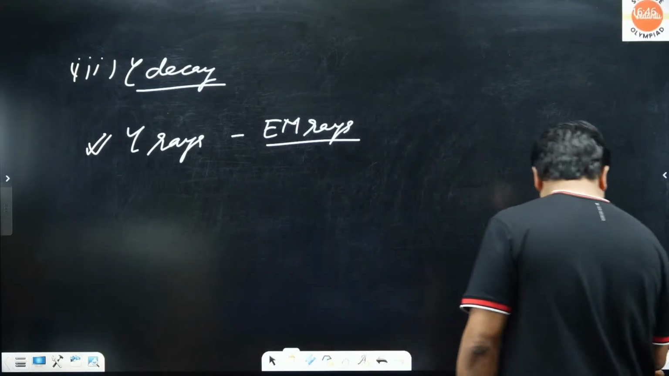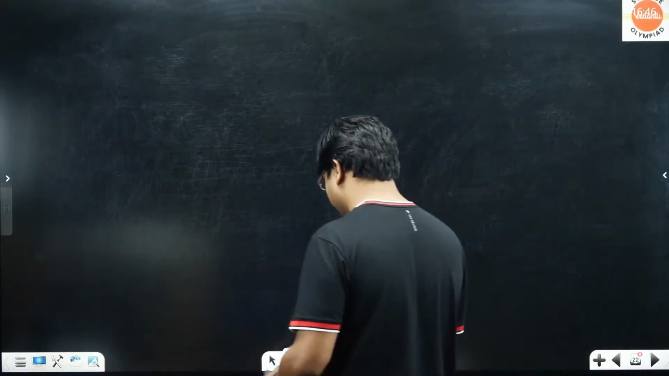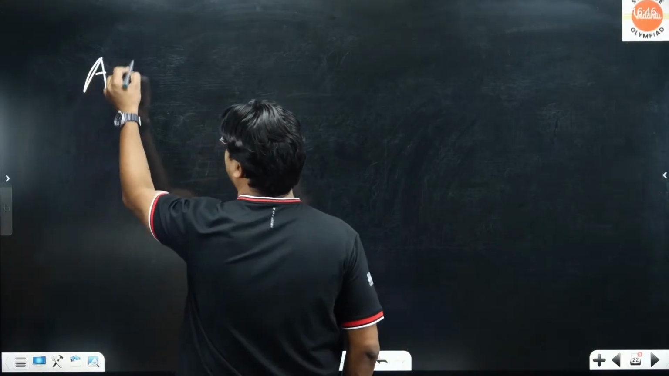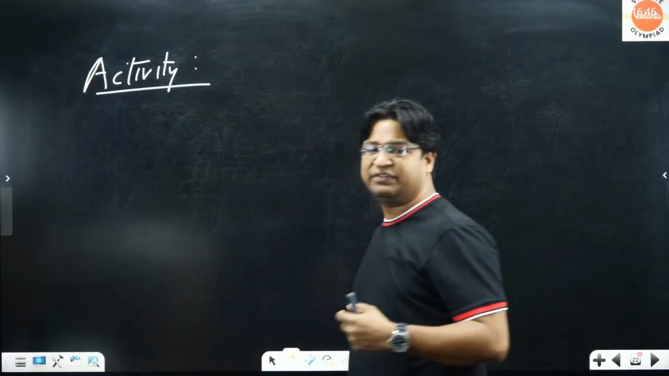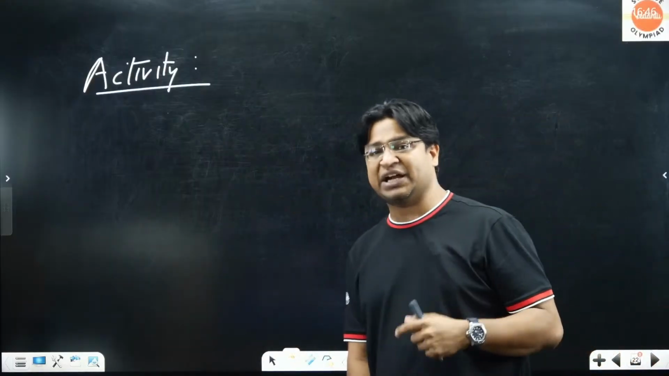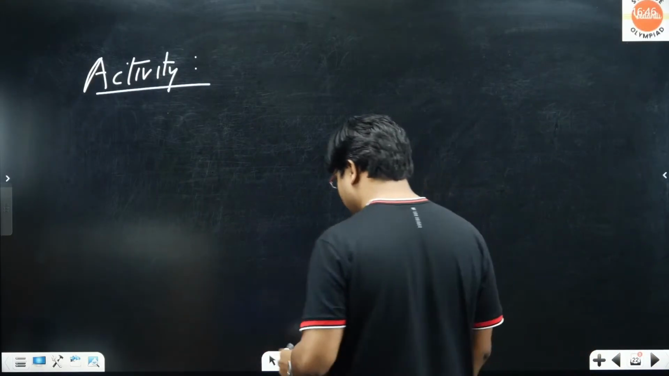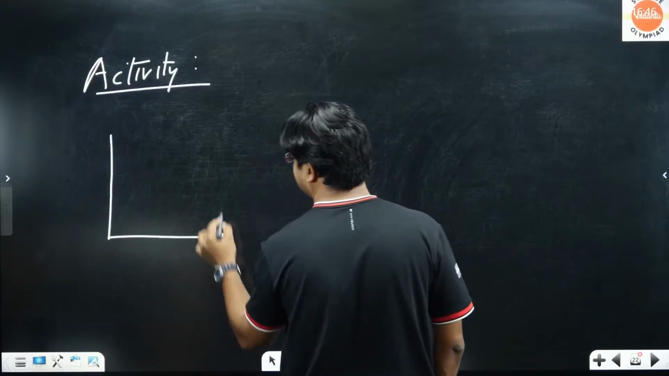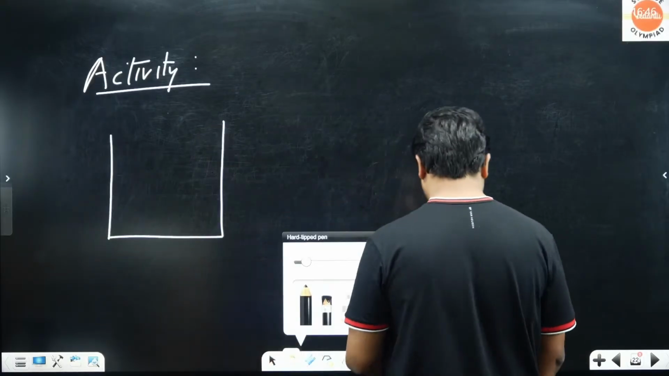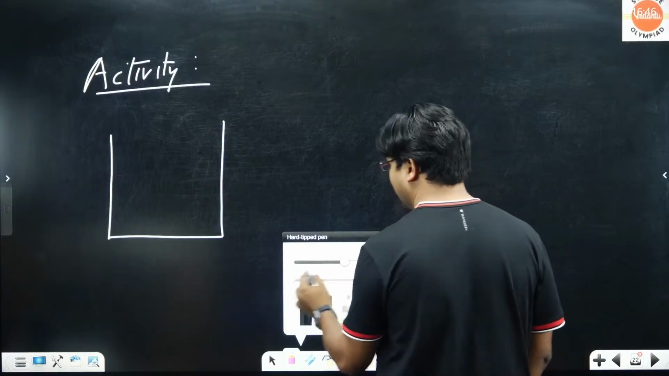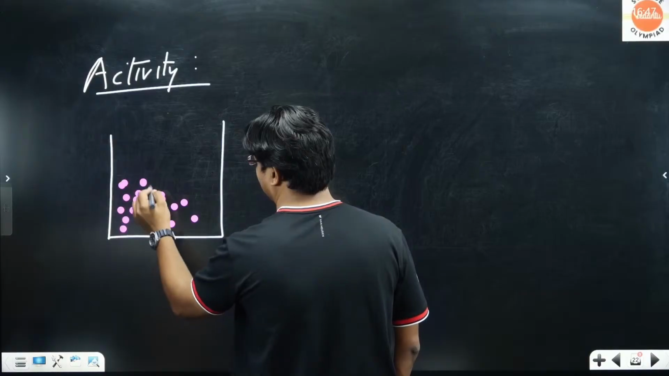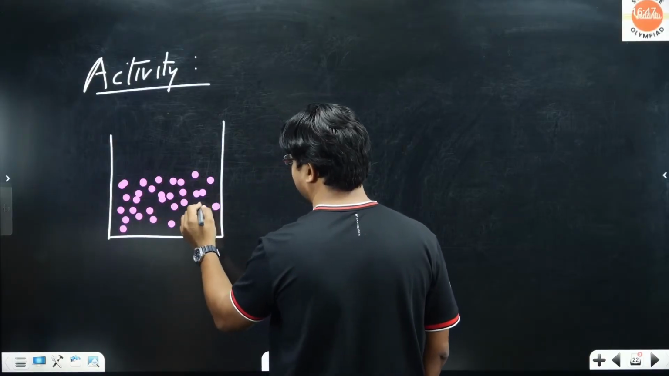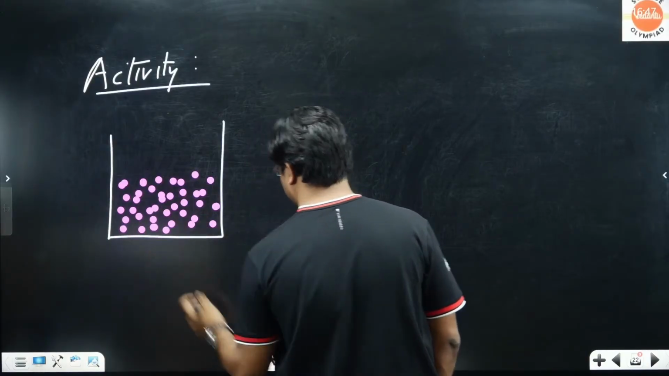Now we come to the next point, which is activity. What exactly is activity? We said that radioactivity we can measure, and we define activity to measure that. Let me explain that to you. Suppose there is a container, and in this container we filled a lot of X nuclei, where X is radioactive. Only X was present, and this was the initial moment.